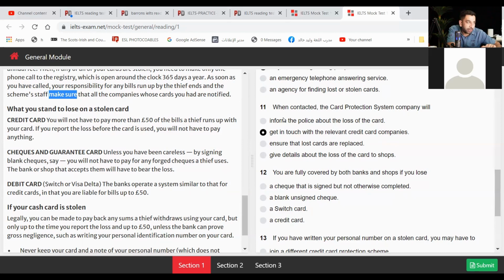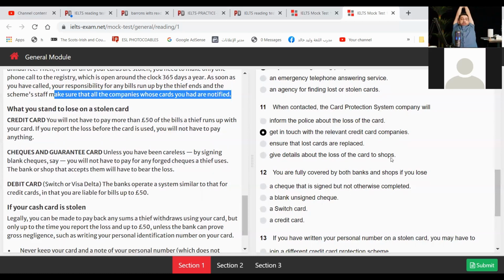I want you to determine which one. I think it's the chosen one: get in touch with the relevant credit card company. Here it says, make sure that all the companies whose cards you had are notified. So simply they notify the companies. Now, what are these companies? Are they shops or are they companies? And do they get in touch with the relevant card companies or give details about the loss of the card to shops? I think it's the credit card companies. If you say credit card companies get in touch, they are not going to give them details, they just get in touch with them.